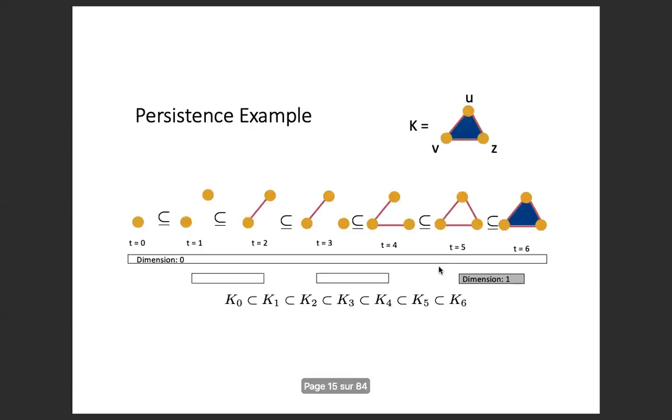And we have a nested sequence of subcomplexes. So as an example, consider this complex given by this triangle UVZ, right? We have an associated nested sequence of subcomplexes. And as you move through this filtration, the associated homology changes, right? So at index 0, we have one connected component or one zero-dimensional homology generator. At index 1, we have 2 homology generators in dimension 0. And then at index 2, we go back to 1.